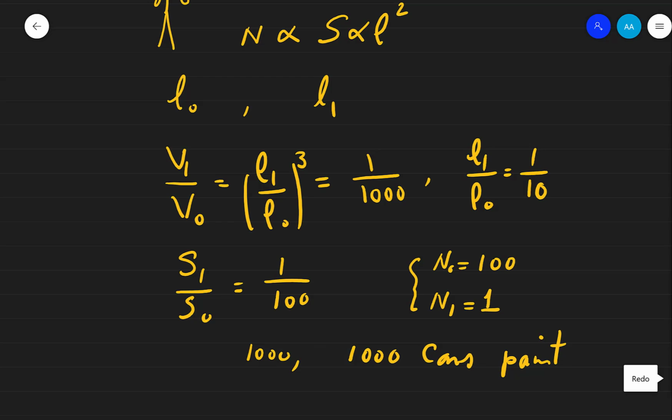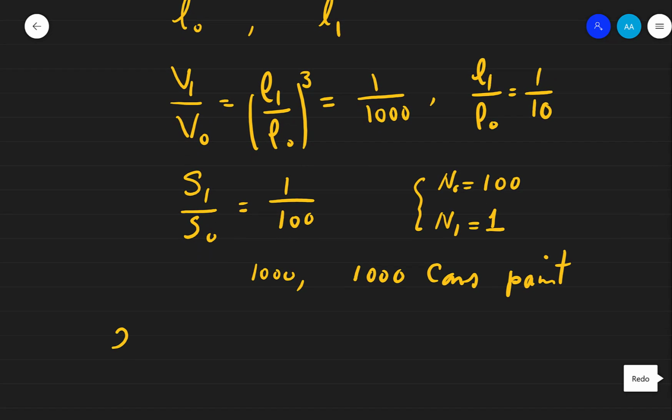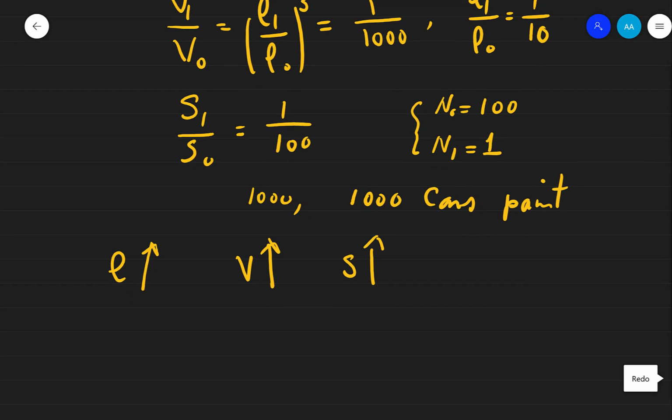In fact, increasing L leads to increasing volume and surface, but volume increases as L to the power 3, but surface increases as L to the power 2, and volume increases more rapidly than surface.